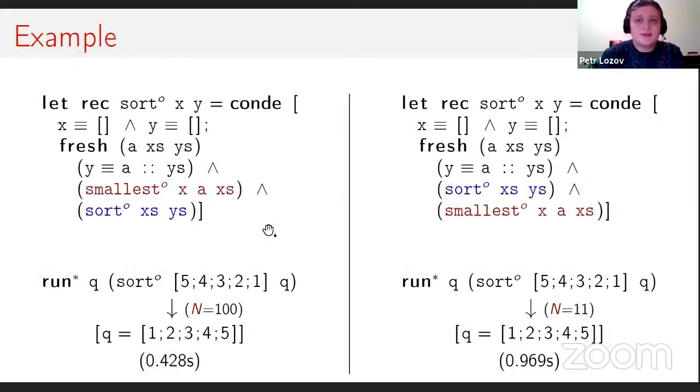Let's go back to our example. Now, the query of all answers with run asterisk converges in both cases. Moreover, in the second case, we get a huge performance improvement for n equals 11. But it's still worse than in the first case. Also, if n is not 11, then the performance is much worse.